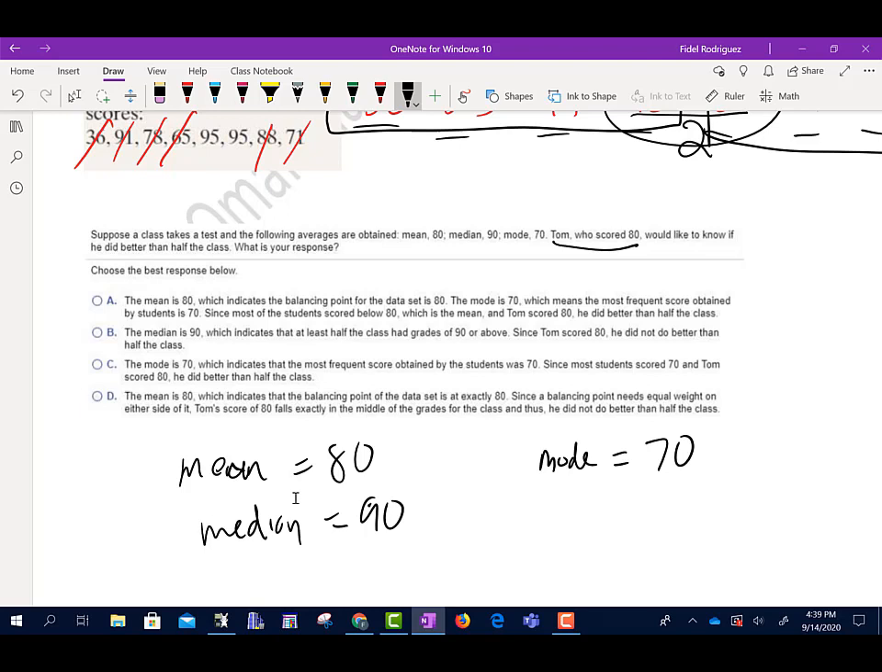Remember what the median is. The median in this case is 90. Did he do better than half the class? I would say he didn't, right? So let's look at our options.